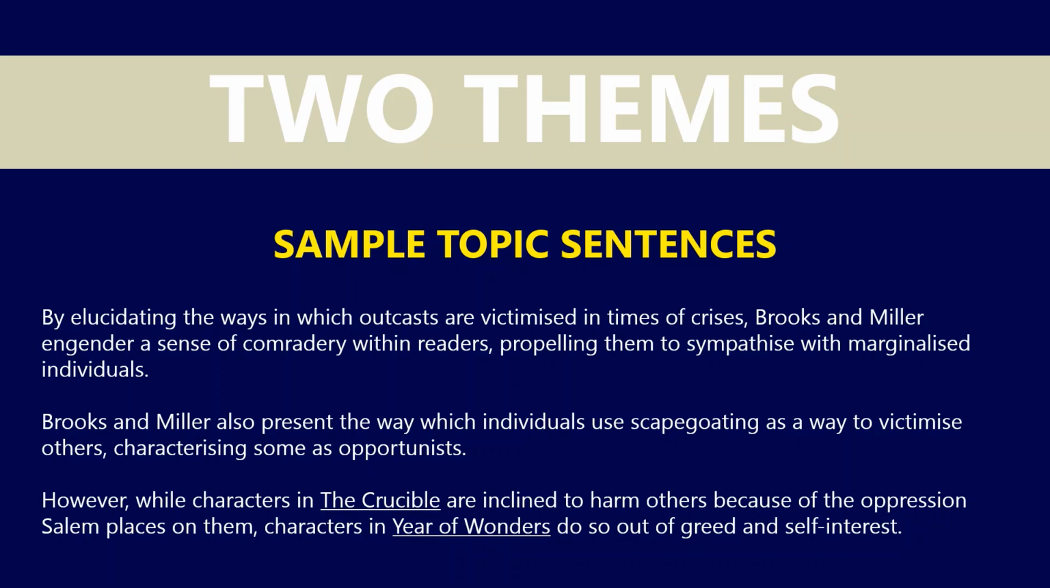By elucidating the ways in which outcasts are victimised in times of crises, Brooks and Miller engender a sense of camaraderie within readers, propelling them to sympathise with marginalised individuals. Brooks and Miller also present the way which individuals use scapegoating as a way to victimise others, characterising some as opportunists. However, while characters in The Crucible are inclined to harm others because of the oppression Salem places on them, characters in Year of Wonders do so out of greed and self-interest.